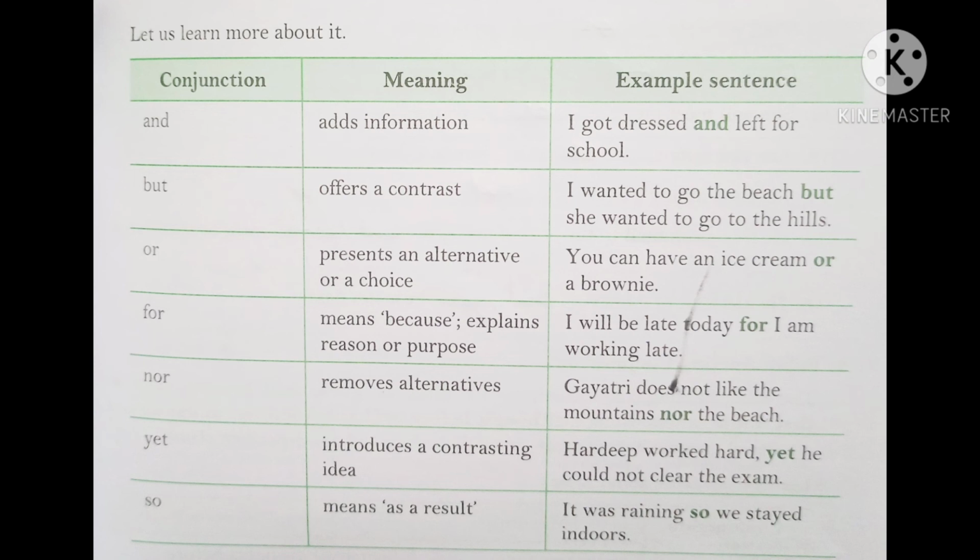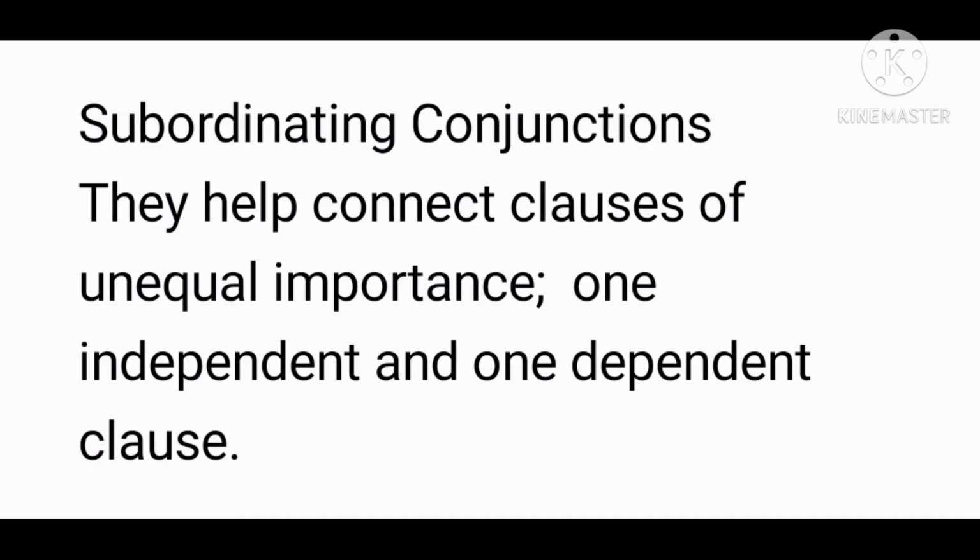It was raining, and what was the result of that raining? We stayed indoors. The next conjunction is subordinating conjunctions. They help connect clauses of unequal importance, one independent and one dependent clause. The first one, the coordinating ones, connected two independent clauses, that means two complete simple sentences. Here one dependent, that means one incomplete sentence, and one complete simple sentence are connected using subordinating conjunctions.